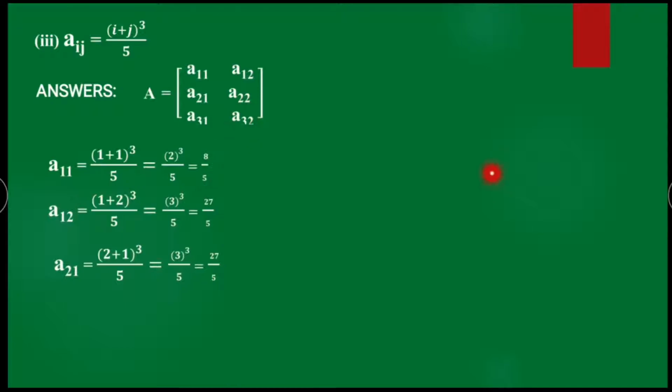Then next we find A22. For that we have to write i as 2, j as 2. So we get in numerator 2 plus 2 raised to the power 3 upon 5. So write 4 cube upon 5. 4 cube is 64. So we get A22 equals to 64 upon 5.